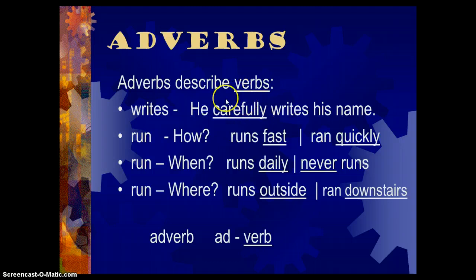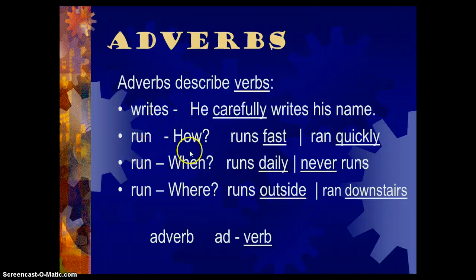We're going to look here at another verb, which is run, also something that you do, so it is a verb. And we're going to talk about the 3 questions, and this can help you understand adverbs a little bit better. So if we're talking here at run, how do we run? He runs fast, or he ran quickly. Fast and quickly here are both adverbs that help describe more about the verb.